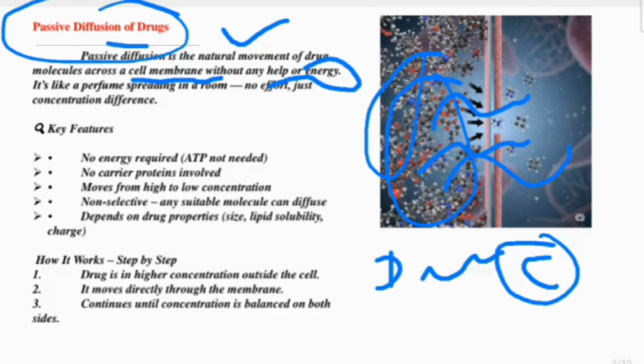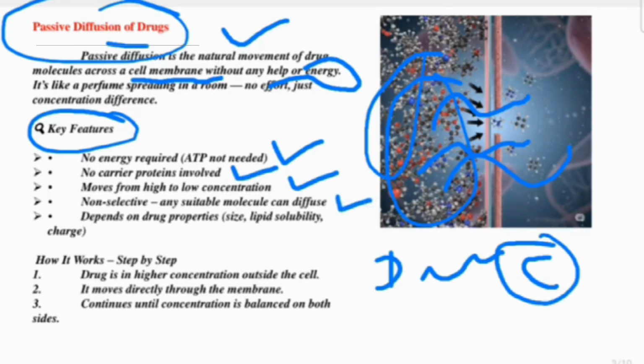What are the key features of this type of diffusion? There is no energy required, meaning no ATP molecules are required, and no carrier proteins are involved in this mechanism. The drug movement is from higher to lower concentration. It is non-selective, meaning there is no specific selection in this mechanism. It mainly depends on the drug properties, like the size of the drug molecule and the lipid solubility of the drug.